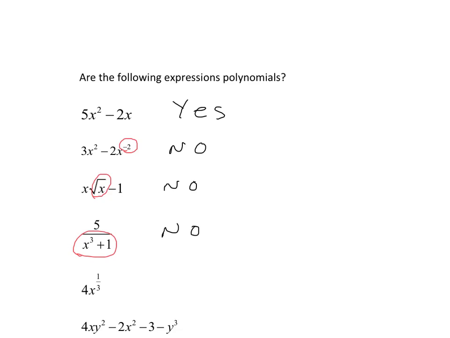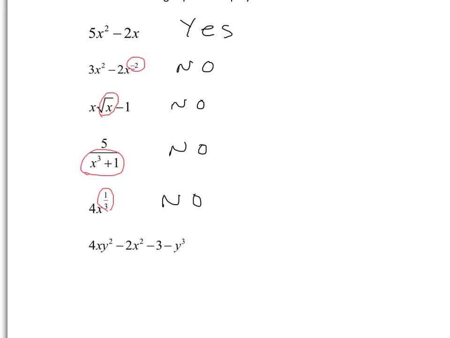No. And the next one isn't a polynomial because it has a fraction in the exponent. So no here as well. And there's one more. This one here is a polynomial. It has all regular numbers in the exponents. There's no fractions. It's okay if you have more than one variable. X, y squared isn't a problem. So this last expression here is a polynomial.